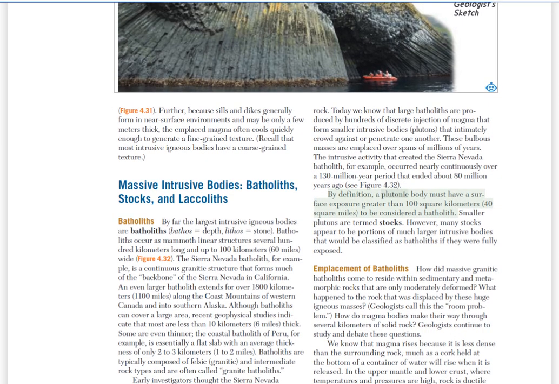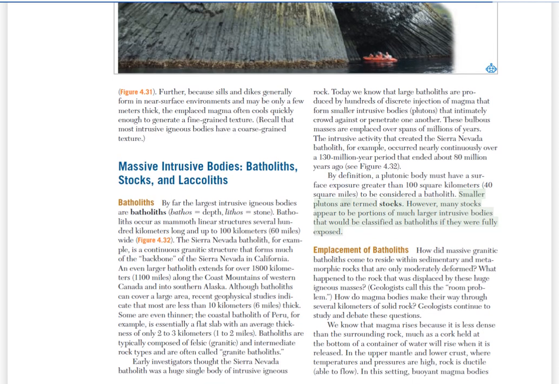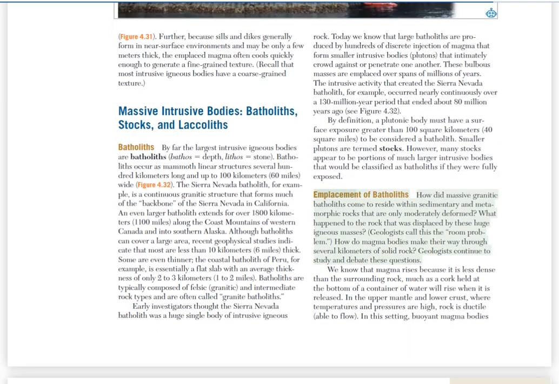By definition, a plutonic body must have a surface exposure greater than 100 square kilometers to be considered a batholith. Smaller plutons are termed stocks. However, many stocks appear to be portions of much larger intrusive bodies that would be classified as batholiths if they were fully exposed. Emplacement of batholiths.